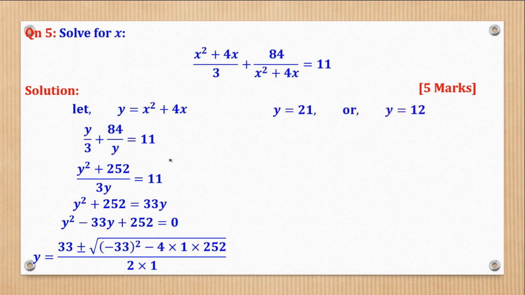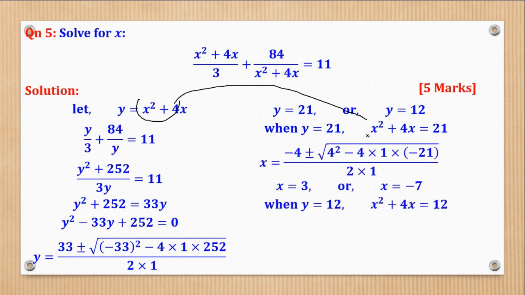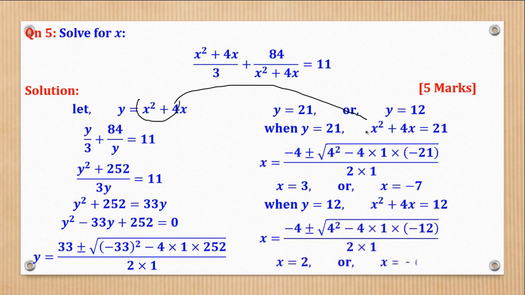So for each value of y, I have to get the corresponding values of x. When y is 21, substitute for y here and get the corresponding values of x. Then when y is 12, substitute and get the corresponding values of x. So that is what they wanted.